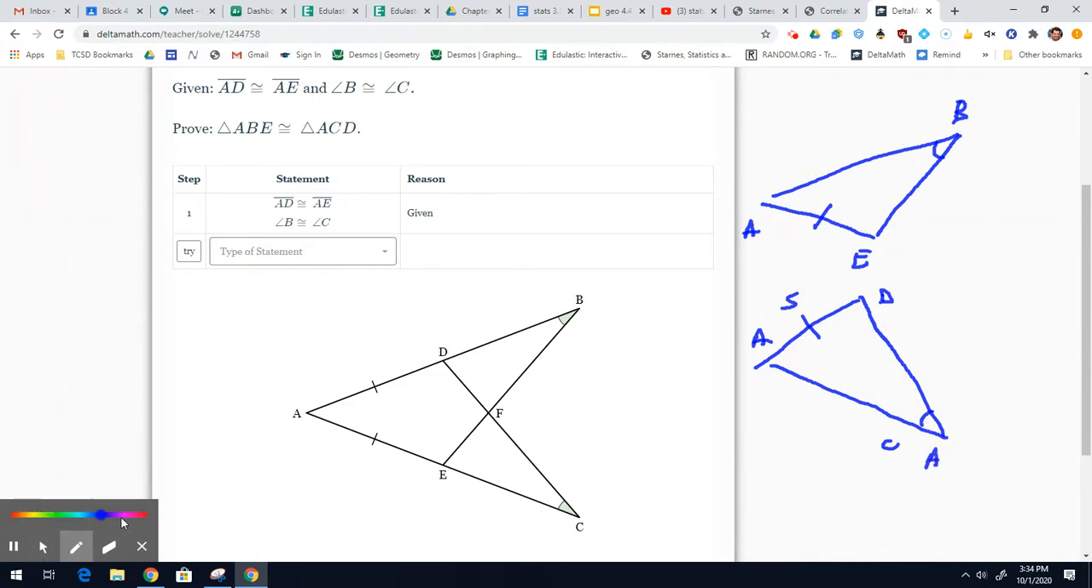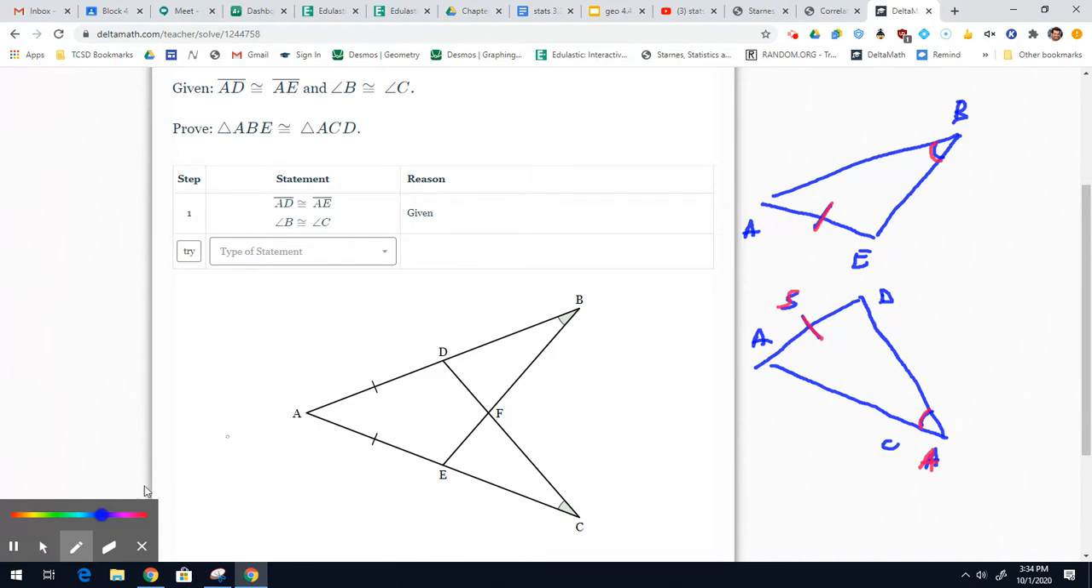Let me do this in red. Right, so sides, there's your pair of sides. Angles, there's your pair of angles. Okay, so the question is, where is the other piece going to come from? Because they really don't have anything in common. Well, you have to look at the overlap on the figure.